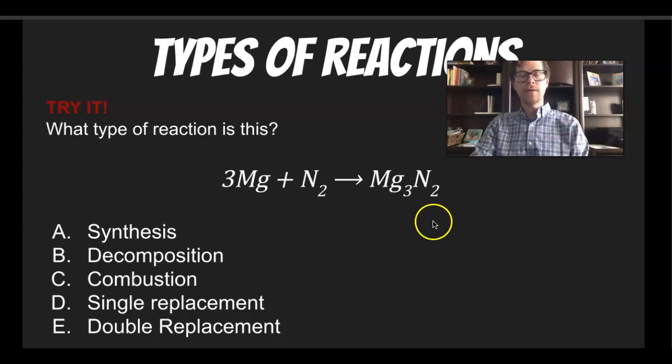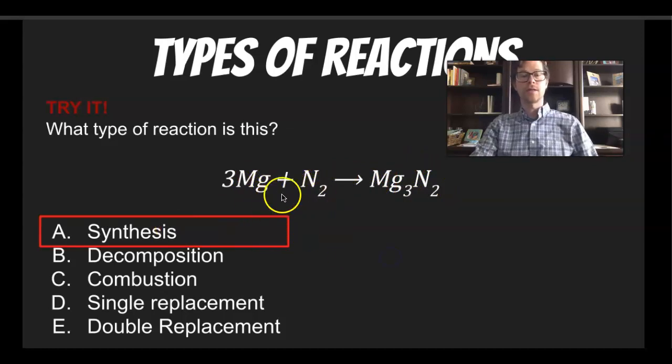Okay, so hopefully what you saw here was that you have more things on the left, fewer things on the right, and you have a more complex, a bigger molecule on the right than you do on the left. So this is a good example of a synthesis reaction, right? We took two simpler things, in this case in their elemental forms, and we stuck them together to make something more complex, magnesium nitride.